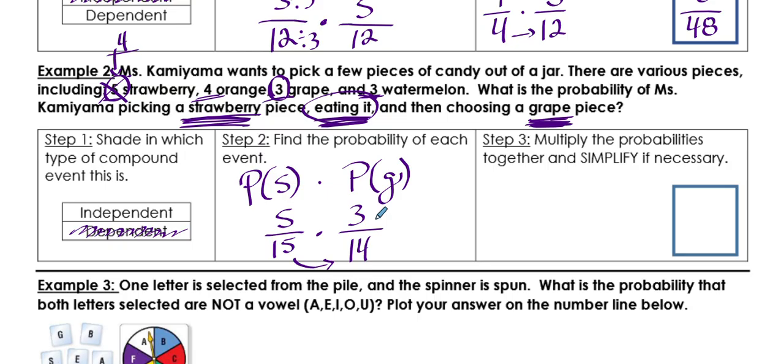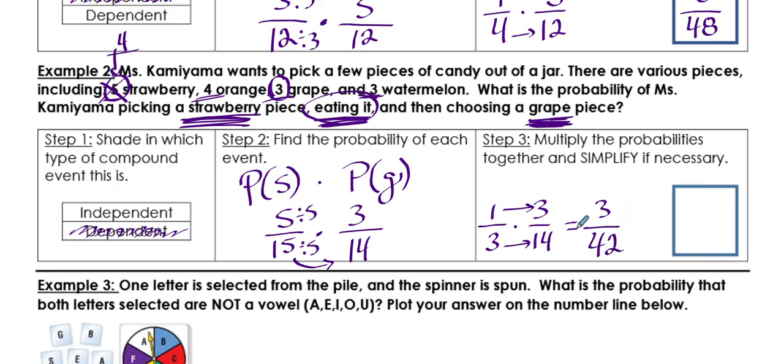Again, I want to simplify these first. I see that this is a 5, that ends in a 5, so I can divide by 5 on top and bottom. That would give me 1/3 times, that doesn't simplify, 3/14. Again, we're going to multiply straight across. 1 times 3, that's 3. 3 times 14, that is 42.